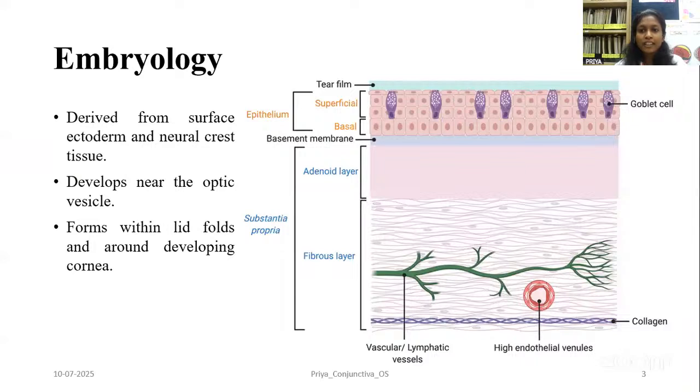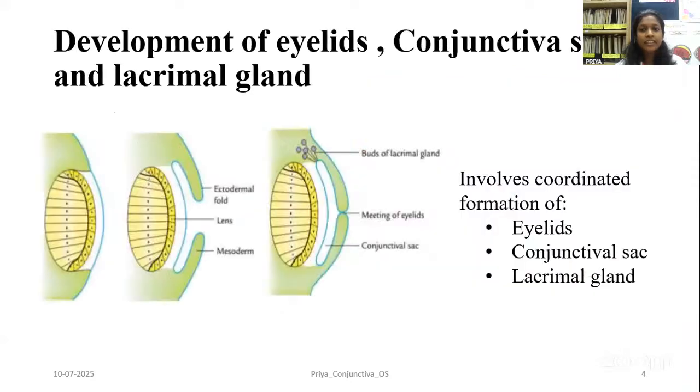Embryology. Embryologically, the conjunctiva begins developing around the sixth week of gestation. It arises from surface ectoderm, and its early formation is closely linked to the development of the eyelid and the conjunctival sac. Development of eyelid, conjunctival sac, and lacrimal gland.